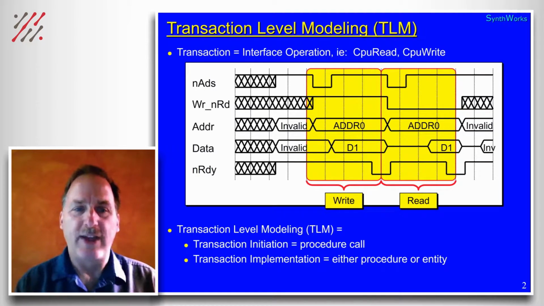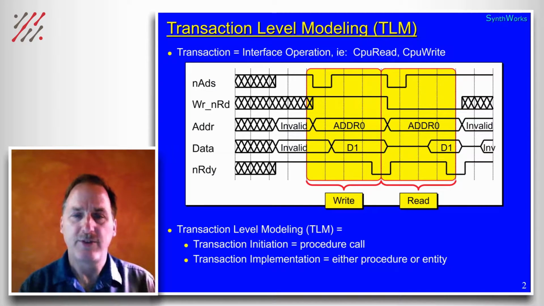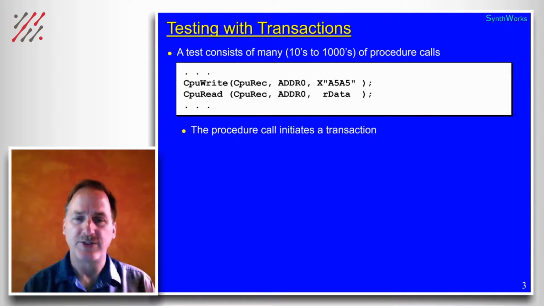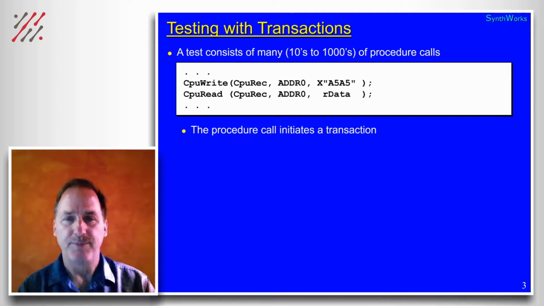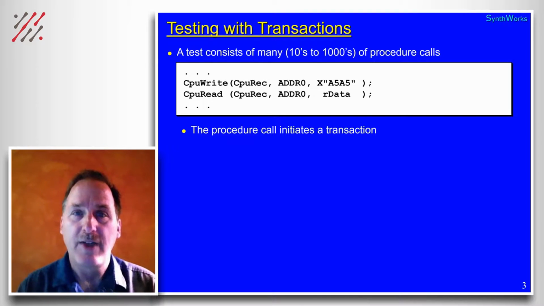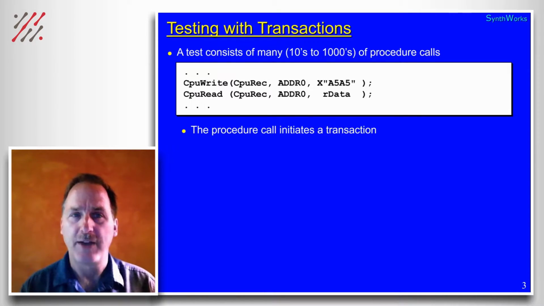So the way I like to look at transaction level modeling is splitting it into two pieces. One piece is transaction initiation, which for me is always done via procedure call. And the other part is the transaction implementation, the simplest version of which we'll do with a procedure. The more complex and capable version we'll do with an entity. Then our tests consist of procedure calls. So our tests, whether we're doing a subprogram-based approach or an entity approach, look identical.